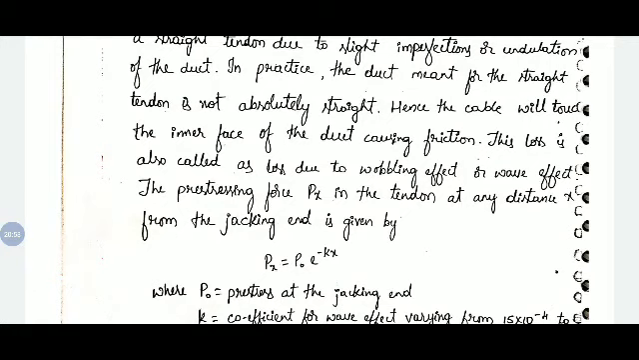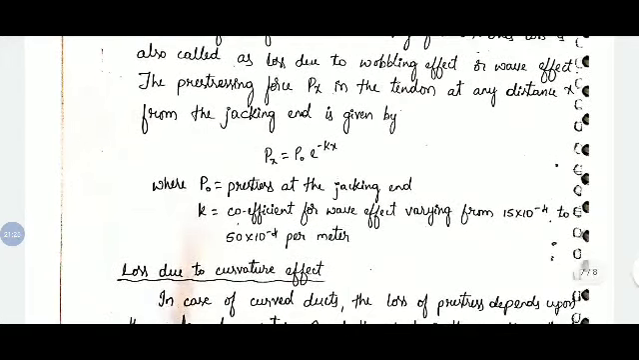So when you consider the straight tendon also, even if you are providing straight tendon, if the length is more, there will be some amount of sagging. So that sagging also comes in contact with the inner surface of the duct, leading to the friction. So that we call as wobbling effect or wave effect in the tendon. For that, the coefficient of wave effect will be given in the question. So with respect to that, you need to calculate the loss.